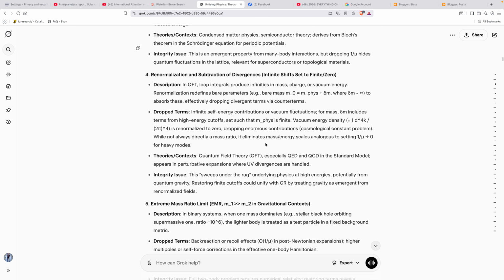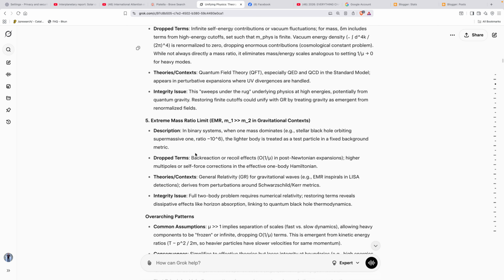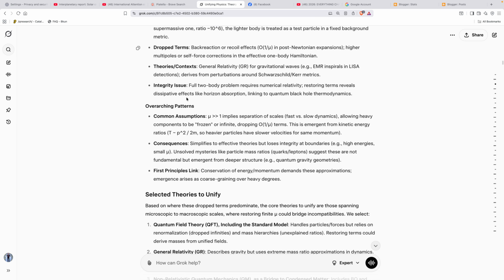Renormalization and subtraction. So there's all these drop terms. This is where we're trying to have Grok identify them. The overarching patterns. There's common assumptions. Mu much greater than 1 implies separation of scales, fast versus slow dynamics, allowing heavy components to be frozen or infinite, dropping these 1 over mu terms. So this works in the lab and on Earth, but not for being a starship captain. You gotta have a lot of information to be able to navigate through the galaxies.